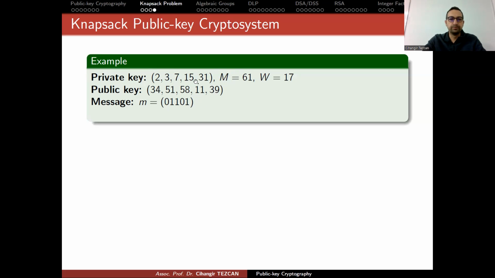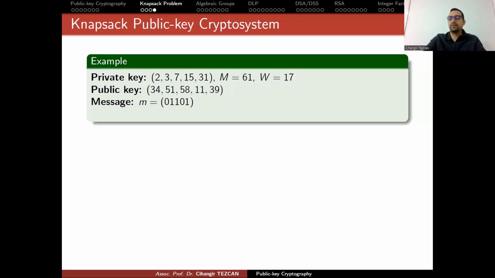Because it makes 27, so 31 is larger than this. So I chose our private key like this. Then I chose two numbers. M should be larger than the sum of these values, so I chose it as 61. And I chose a value W of 17, so that I'm working on very small numbers, as you can see.